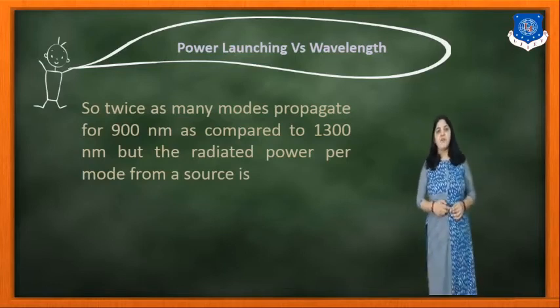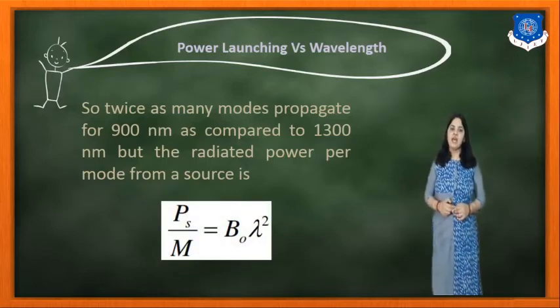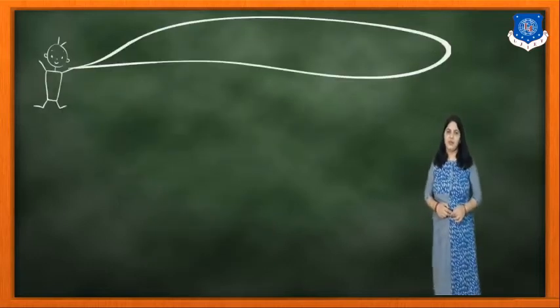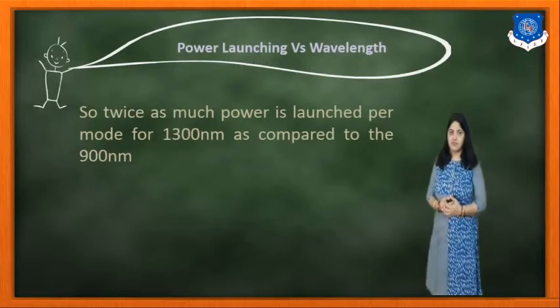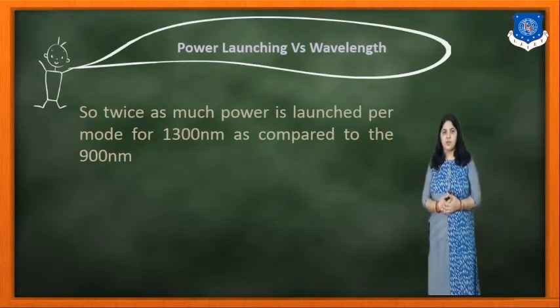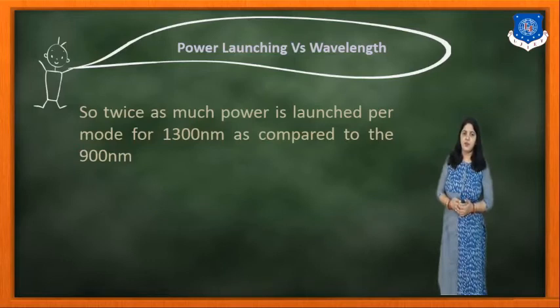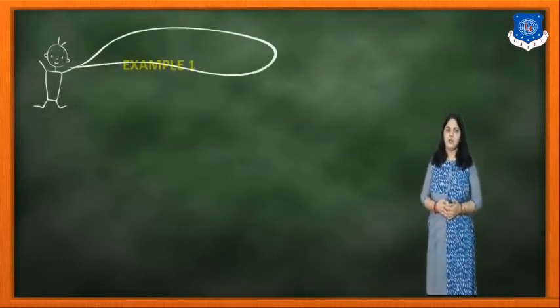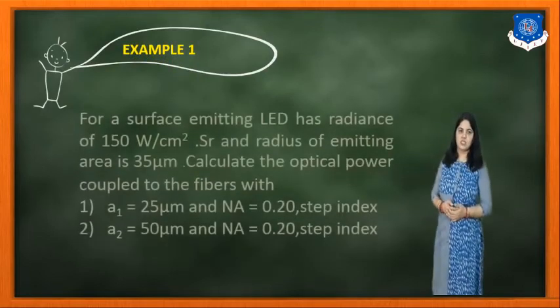But the radiated power per mode from a source is Ps upon m is equal to B0 lambda square. Now, the power launching versus the wavelength. What is this relation? Twice as much power is launched per mode for 1300 nanometer as compared to 900 nanometer. Now, we will solve the example based on this.